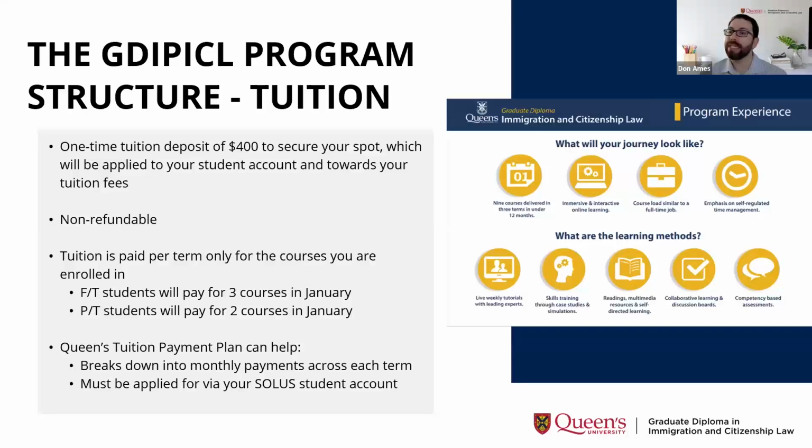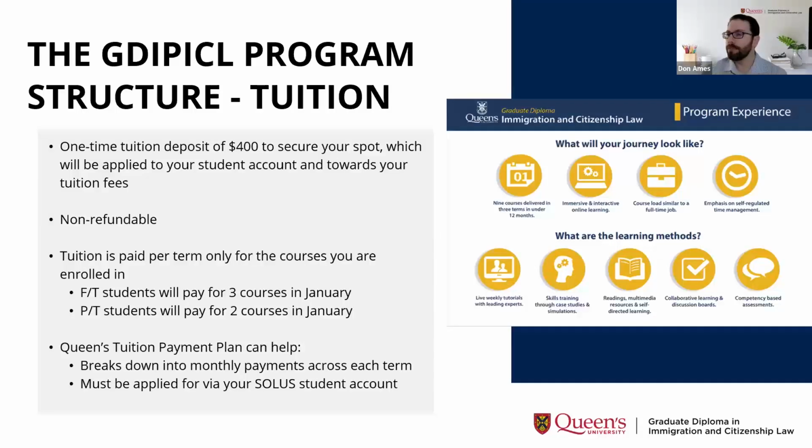That tuition deposit is then applied towards your tuition. It is non-refundable, so you have to make sure that you're going to attend the program once you accept your offer of admission. Tuition for the rest of the program, though, is paid in installments based on the term and the number of courses you are taking in that term. So full-time students entering the program this January will pay for 3 courses. Part-time students will pay for 2 courses.